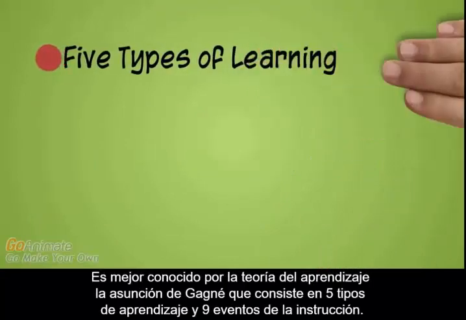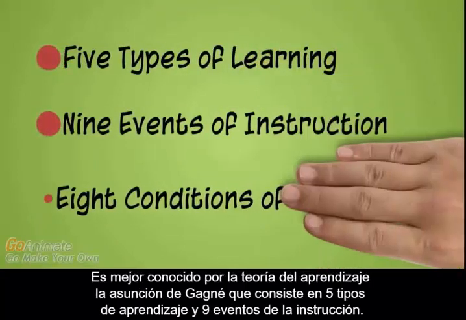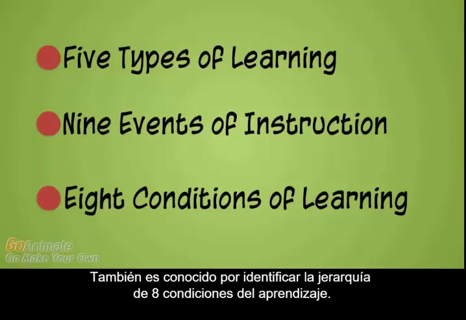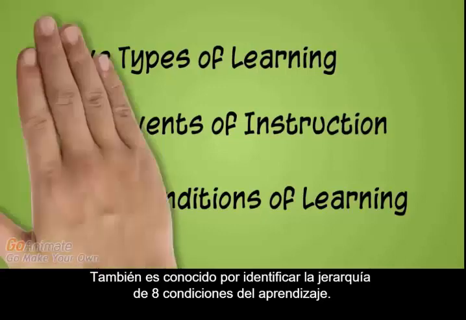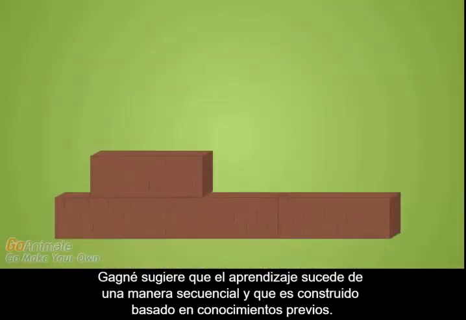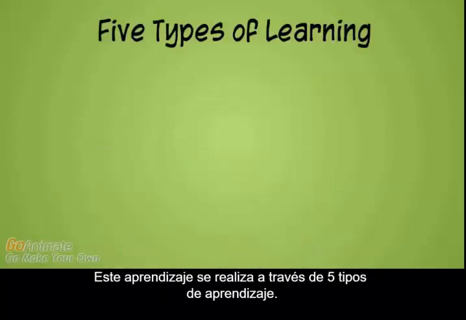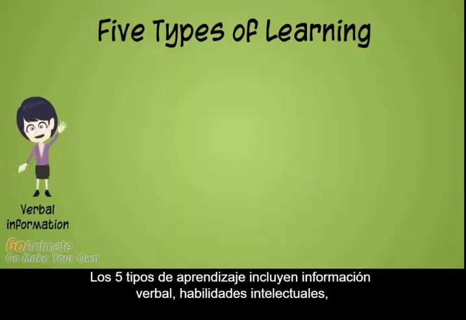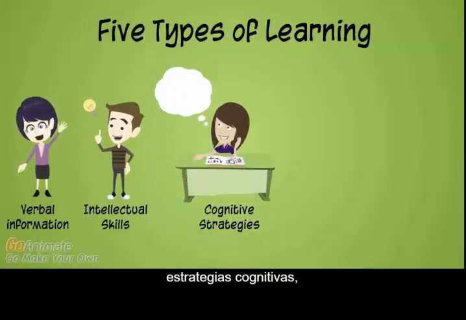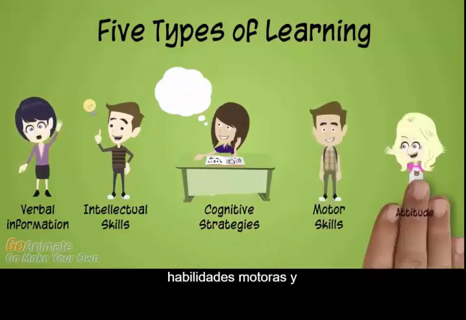He is best known for the learning theory, the Gagne assumption, which consists of 5 types of learning and 9 events in instruction. He has also identified a hierarchy of 8 conditions to learning. Gagne suggests that learning happens in a sequential manner and builds upon prior knowledge. This is done through 5 types of learning. The 5 types of learning include verbal information, intellectual skills, cognitive strategies, motor skills, and attitude.